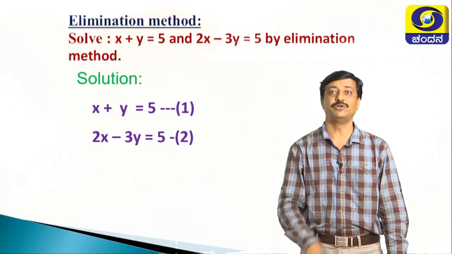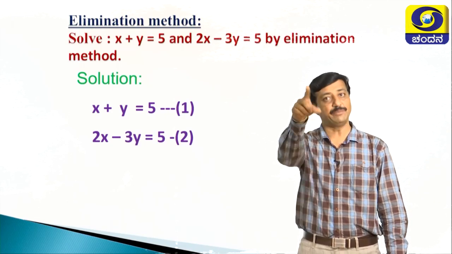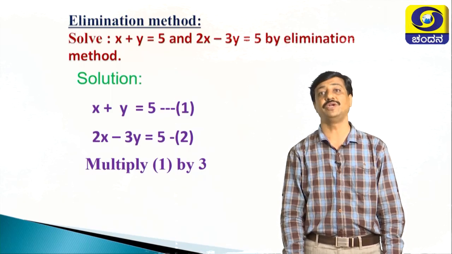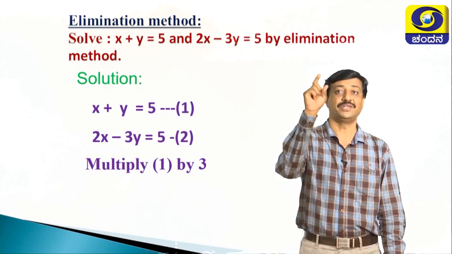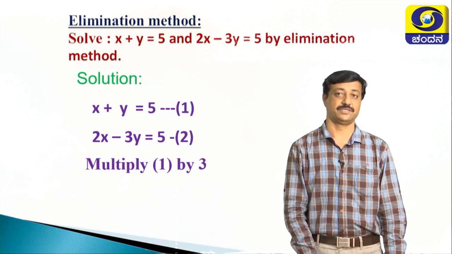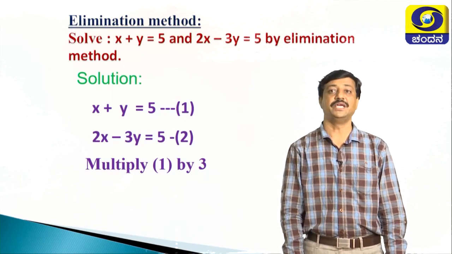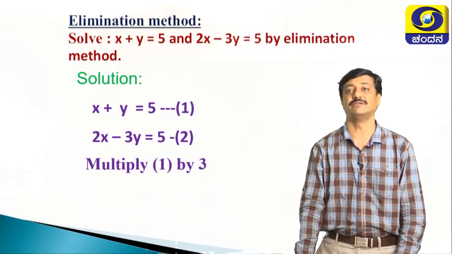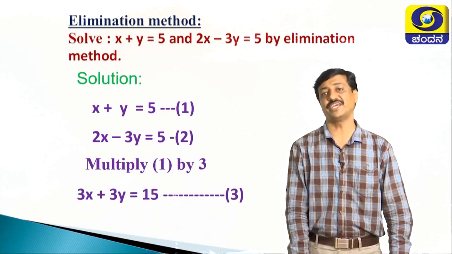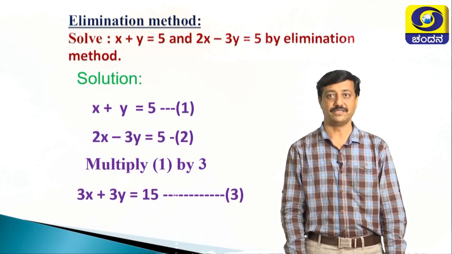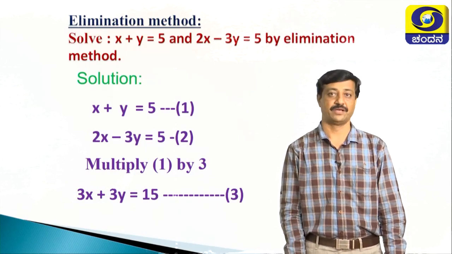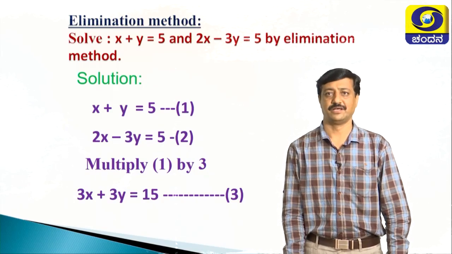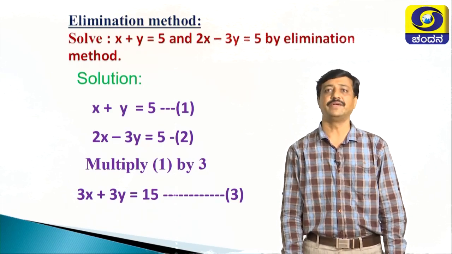Now, we are going to make them equal. This can be done by multiplying equation 1 by 3. If you multiply equation 1 by 3, we get 3x plus 3y is equal to 15, that is equation number 3. Just compare equation 2 and 3. By solving 2 and 3, we can get the solution.